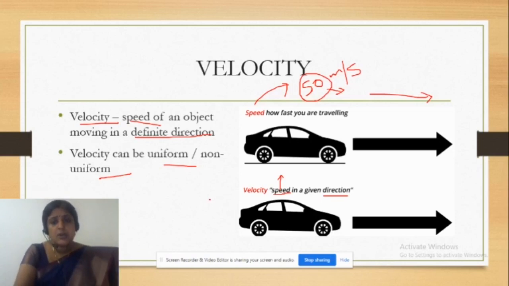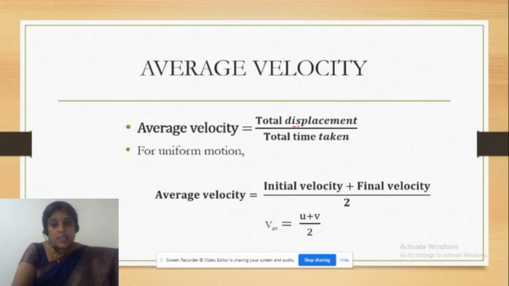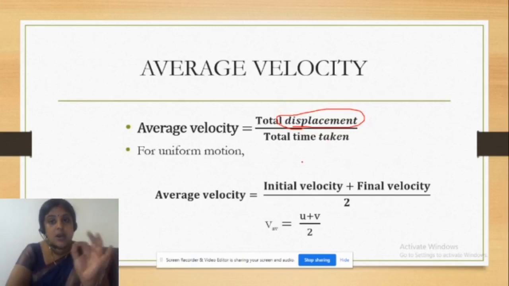Okay, so now let's find average velocity. In a similar way, we found average speed. The equation for average velocity is equal to total displacement by total time taken. Please note here, students, average speed is equal to total distance covered by total time taken. In order to find average velocity, instead of distance, we have to divide the total displacement by total time taken. Is it clear, students? So average speed is total distance covered by total time taken, and average velocity is total displacement by total time taken.